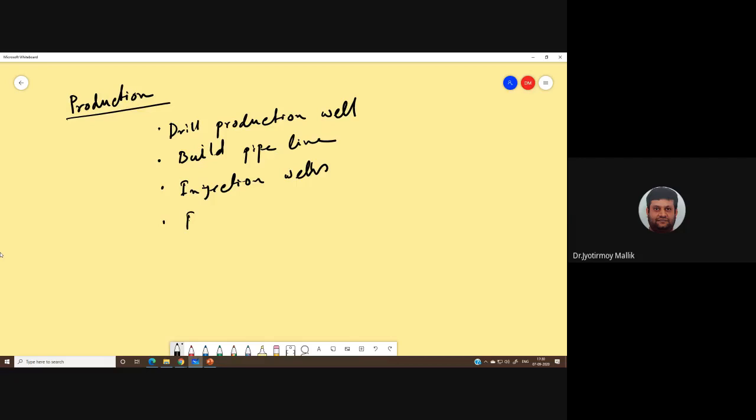You start with your injection to do your EOR and EGR, also at the end of your field. Then you simply start producing from the field. Once you are done with your production, of course, if the pressure is depleted enough. We will talk about reservoir pressure in greater detail.